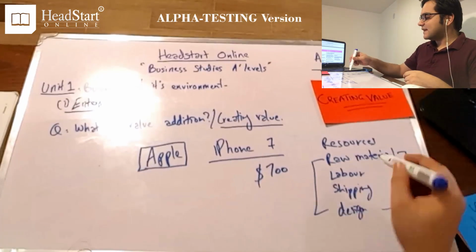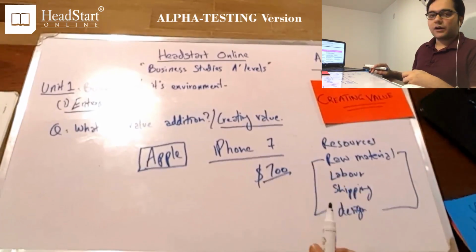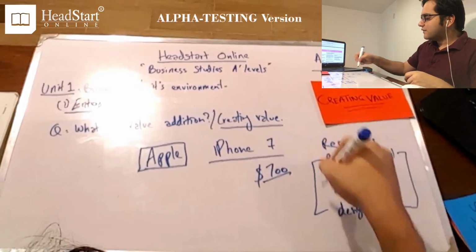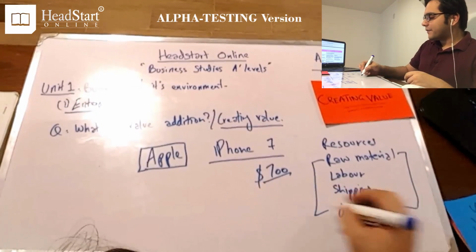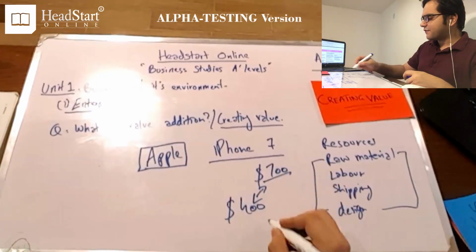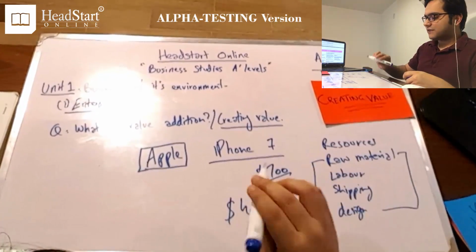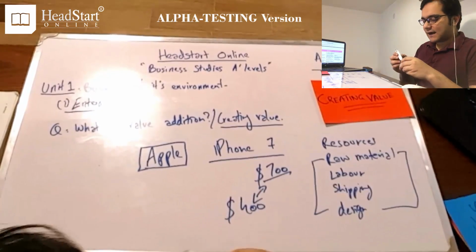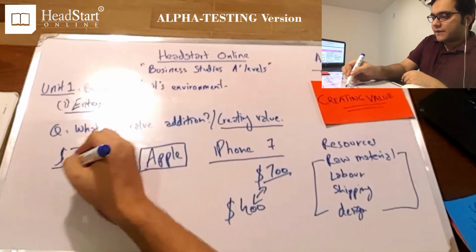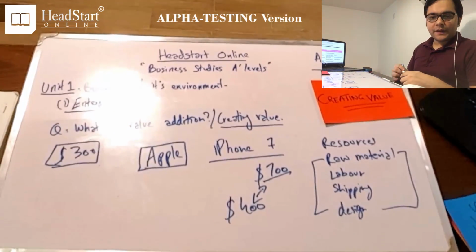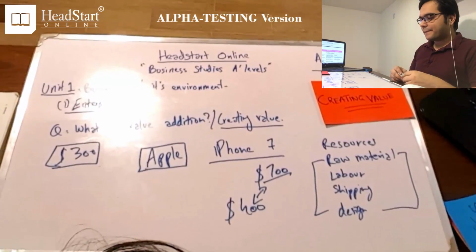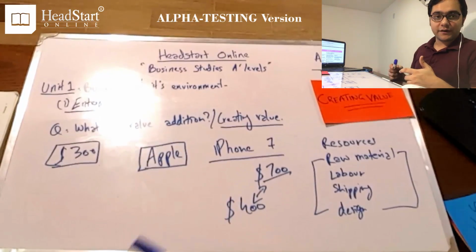Now, obviously, this is never going to be equal to $700 per phone. It's going to be a lot cheaper than that. Let's say, for the sake of argument, all of these costs are equal to $400. Now you can see there's a difference here. There's a difference of $300 between the cost of its creation and the cost they're selling it at. Now, this 300 is actually the value that Apple has added. Now, how did they do this? How is value added to a product? Obviously, this value addition is the profit as well.